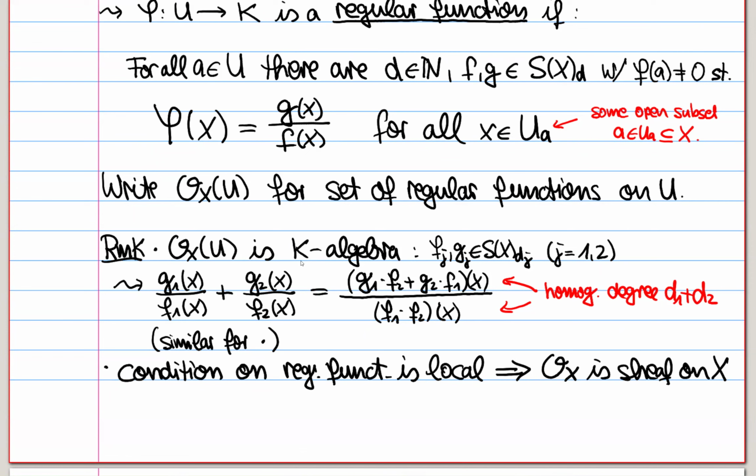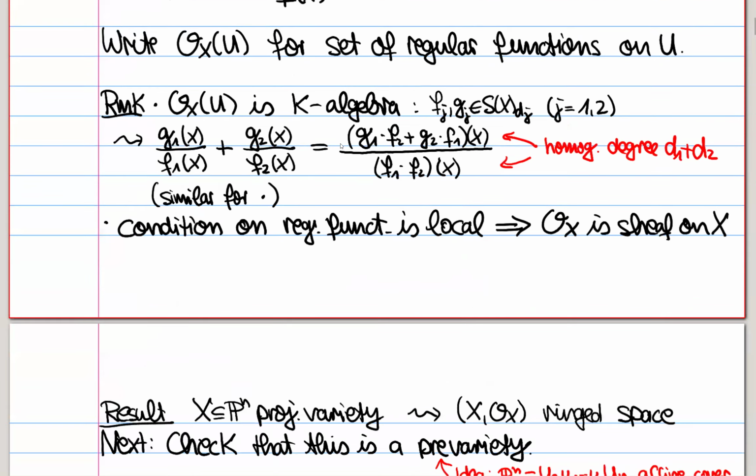The second thing is that this condition on regular functions is local. We always ask for any point in here, we have a local form. And then you might also know the drill by now. Once you have a set of functions on these open sets U satisfying a local condition, then this satisfies the sheaf axiom. You can check if something is a section of this sheaf on an open cover. And so we indeed get O_X having the structure of a sheaf on X.